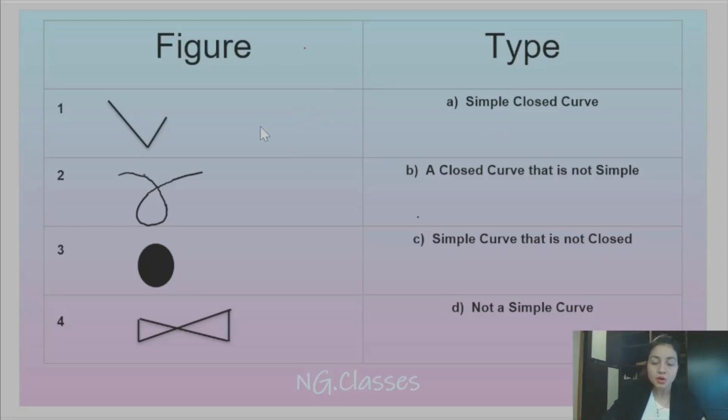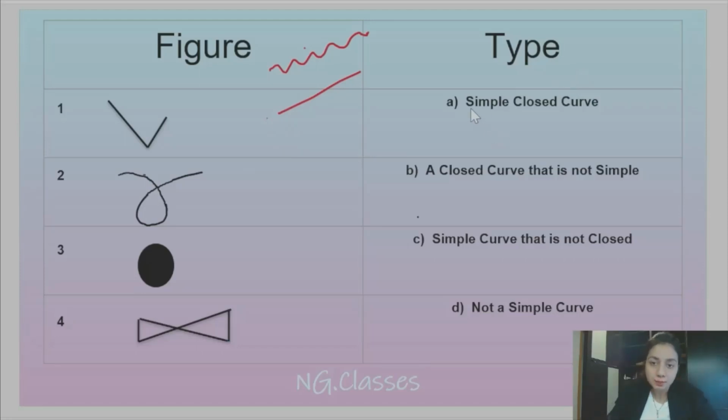So what is a curve? In mathematics, anything which you can draw in one go without taking off your pen from the paper, such a figure is called a curve. Is a straight line a curve or not? Yes, it's a curve in mathematics because we can draw this one without taking off the pen from the paper. So this is also a curve.